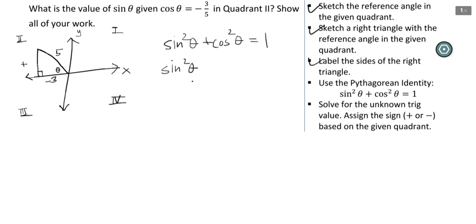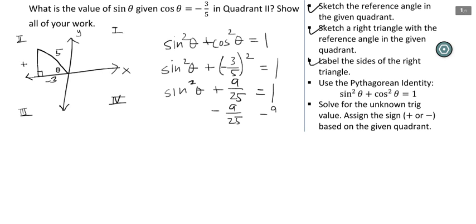Next, we're going to use the Pythagorean identity, sine theta squared plus cosine theta squared is equal to 1. Cosine of theta is equal to -3/5, so I'm going to substitute in -3/5 for cosine of theta. When you square -3/5, you get 9/25. I want to isolate sine of theta, so let's subtract 9/25 from both sides of the equal sign. And I'm going to rewrite 1 as 25/25 so that I can take the difference of the two fractions.